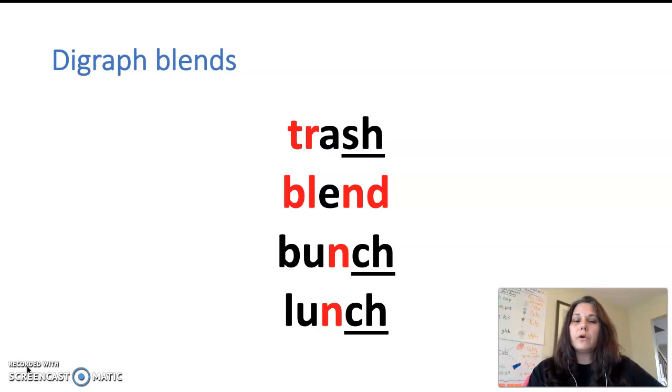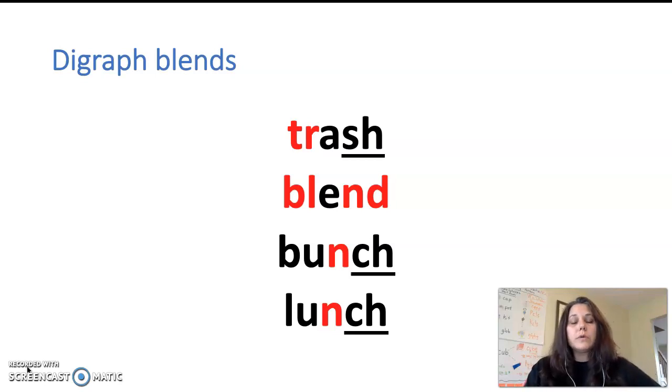Then we have the word blend that has 2 blends in it, a beginning and an ending. B, l, e, n, d for the word blend. Now the last 2 words actually have what's called a digraph blend in them because they have a representation of both, as in the words bunch and lunch.